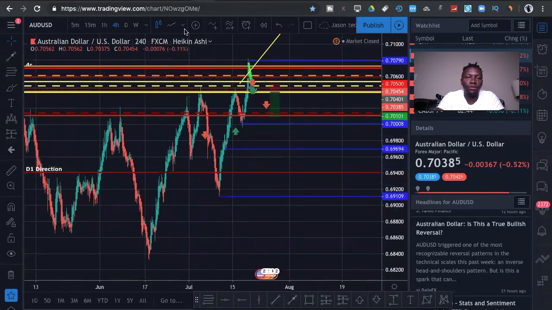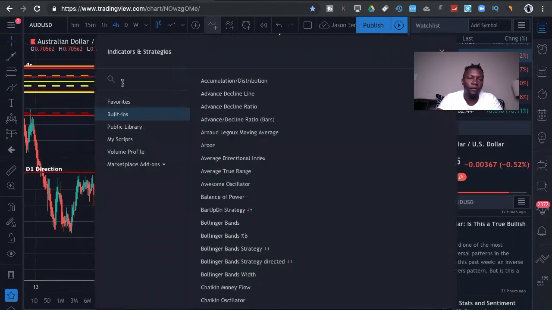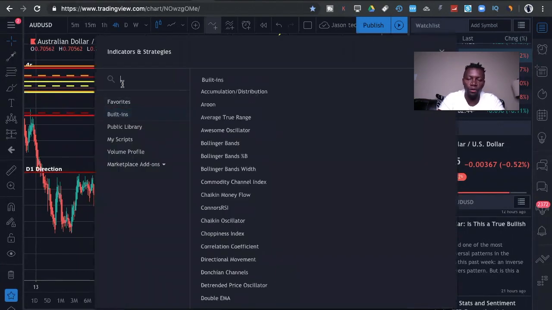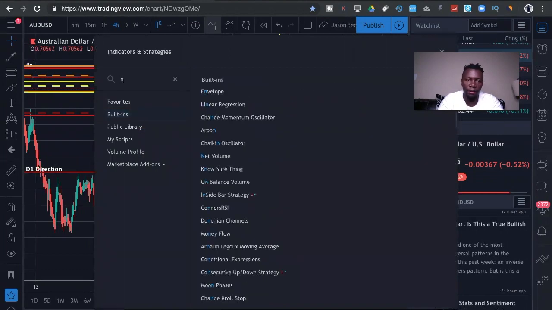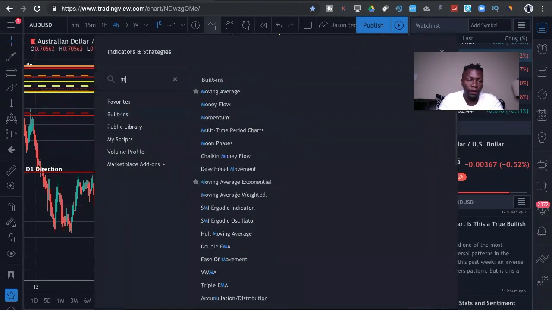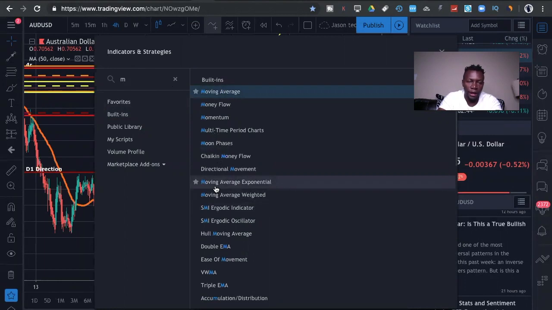All right, guys. I'm going to go in here and you'll see this swervy line with a plus, and it says indicators and strategies. What you'll be looking for is moving averages, so you can type in an M and it'll bring up moving average. The first one you're going to grab is a moving average. Click that. And the next one you're going to need is a moving average exponential. You'll click that.